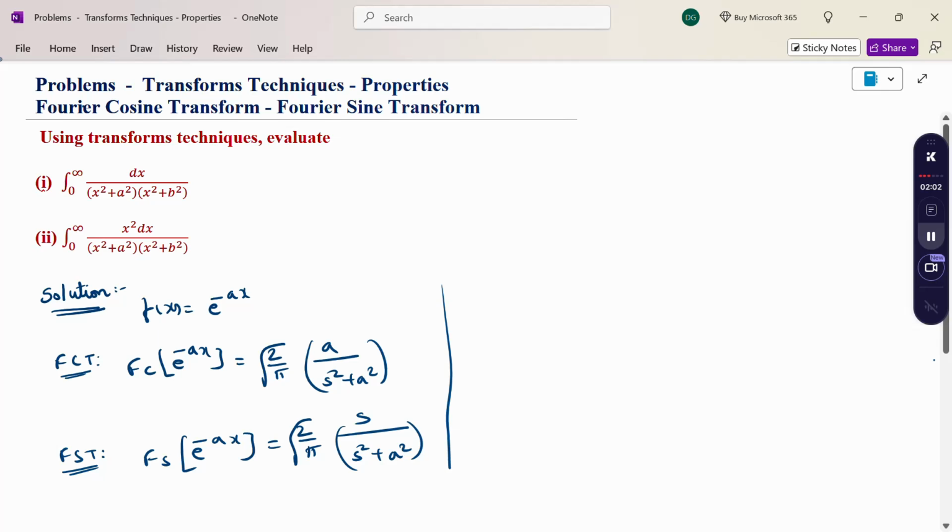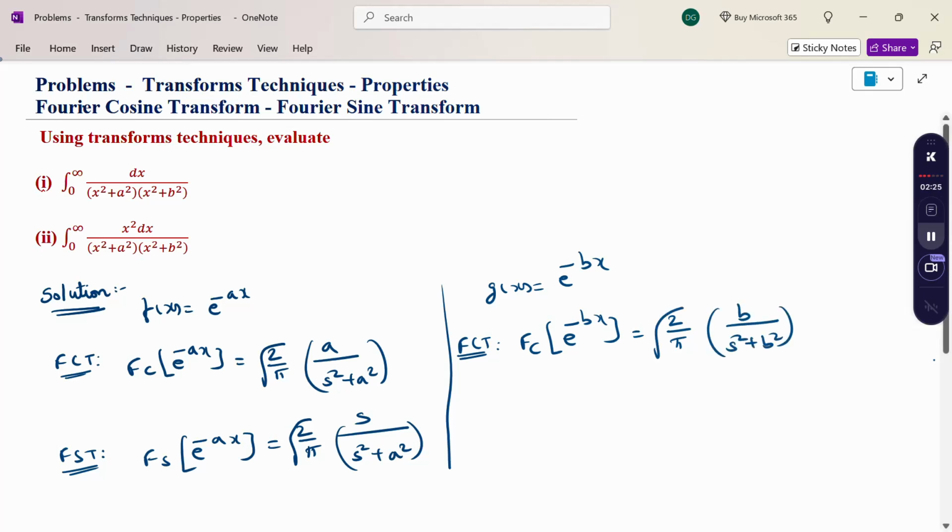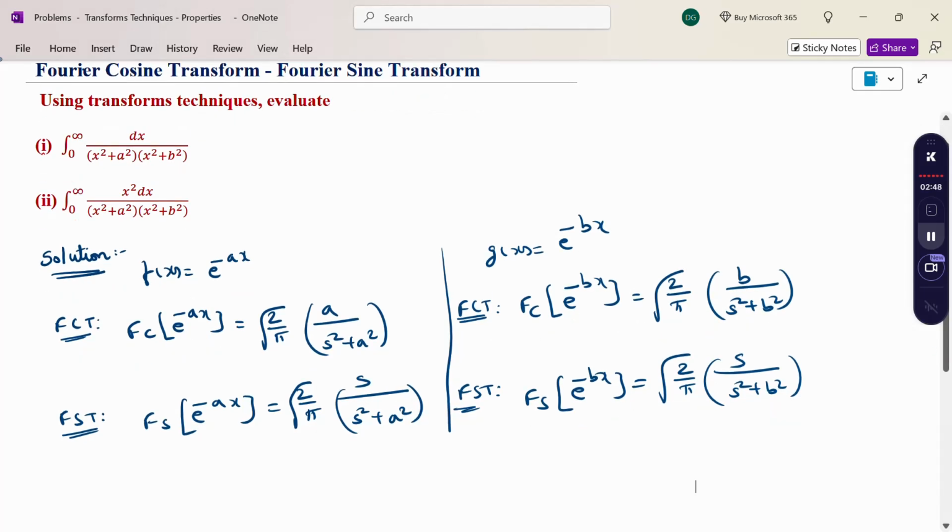And then for the other function g of x equal to e power minus bx, the Fourier cosine transform of e power minus bx is square root of 2 by pi into b by (s square plus b square). And then the Fourier sine transform of e power minus bx is square root of 2 by pi into s by (s square plus b square). So this is our result when the function g of x is equal to e power minus bx.